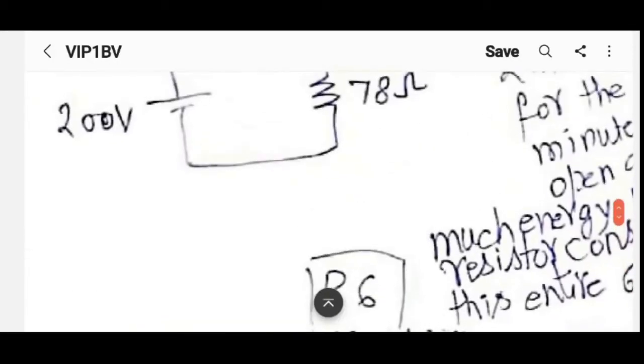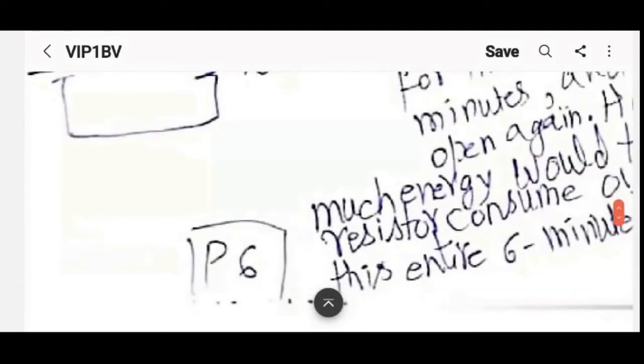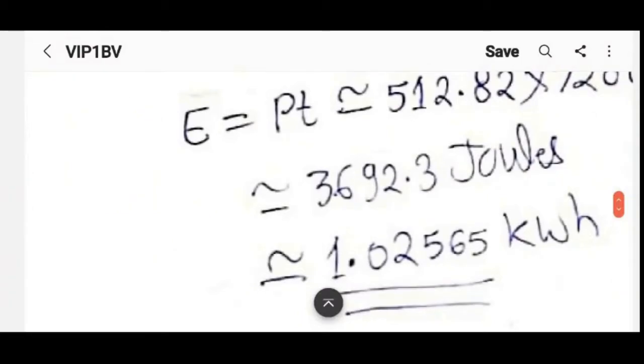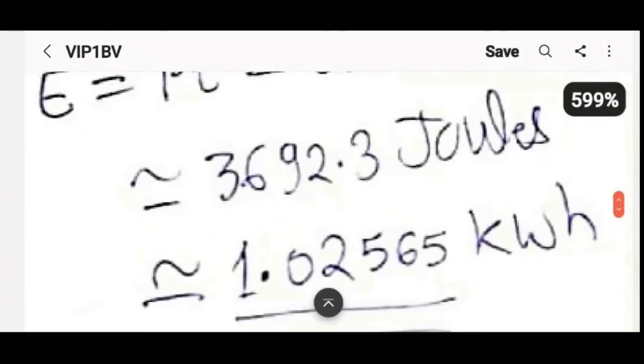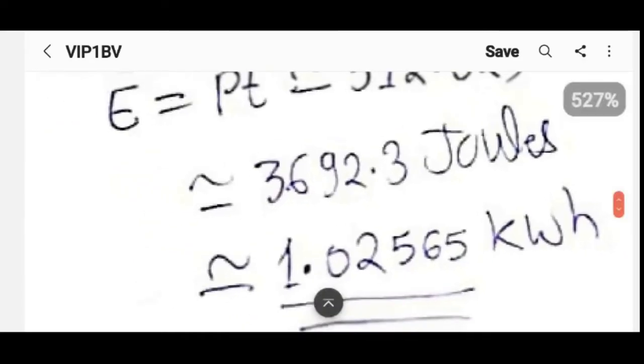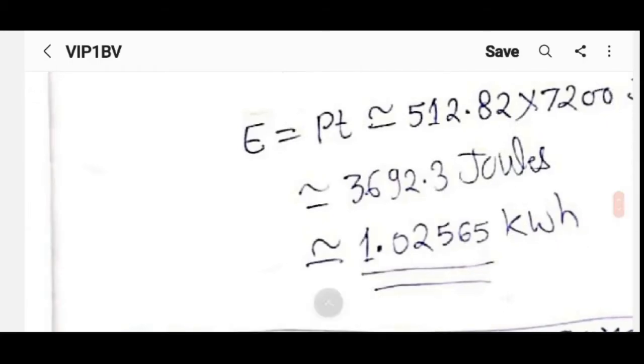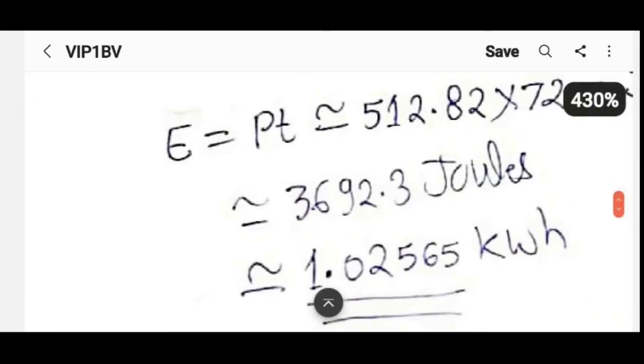Sorry, I've jumped too far. So the answer is either 3692.3 joules or 1.52565 kilowatt hours. As I said, the electricity boards do not use joules, they use kilowatt hours. That is what they call 1 unit.